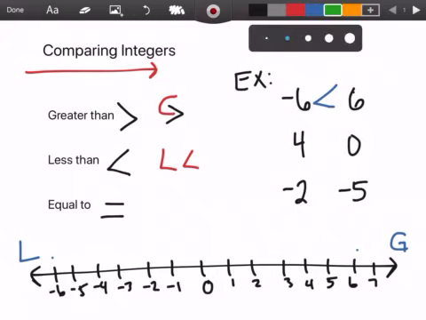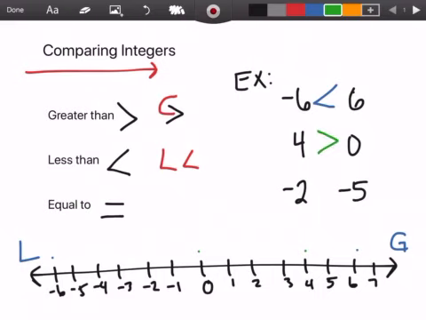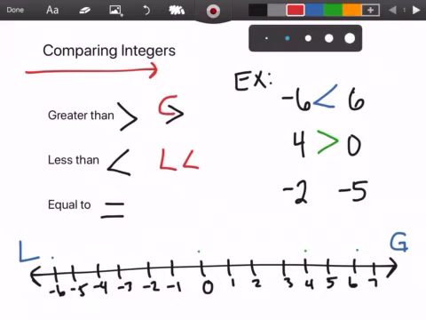Okay, what about 4 and 0? Well, again, 4 is to the right of 0. 0 is on the left, so 4 is greater than 0. And lastly, -2 and -5.